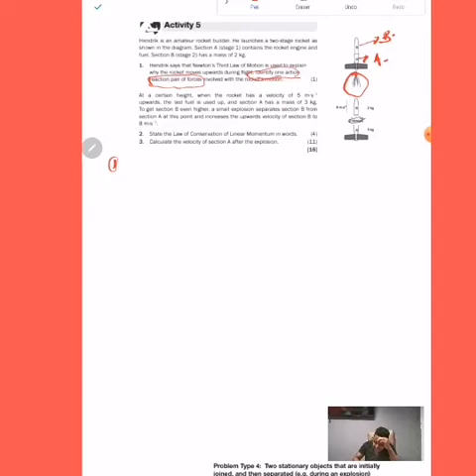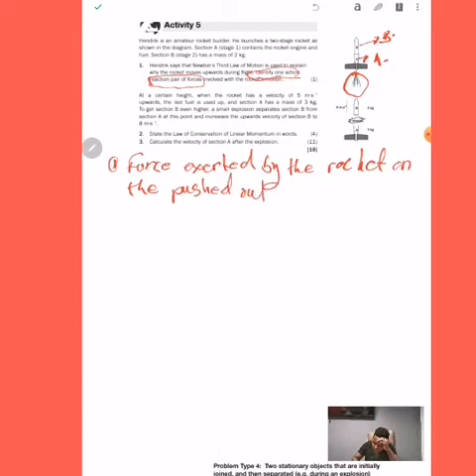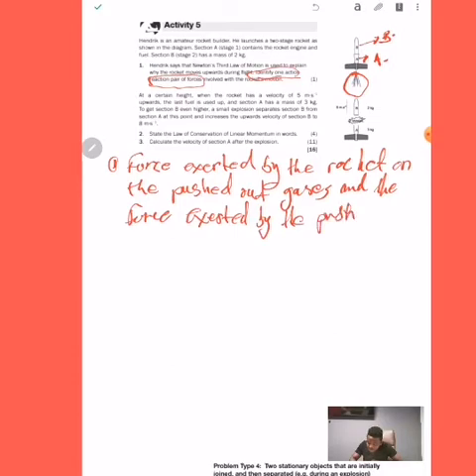So we can say that the action reaction pair is the force exerted by the rocket engine on the pushed out or expelled gases, the force exerted by the rocket on the pushed out gases, and the force exerted by the pushed out gases on the rocket.